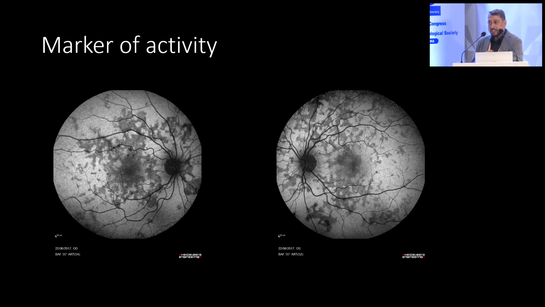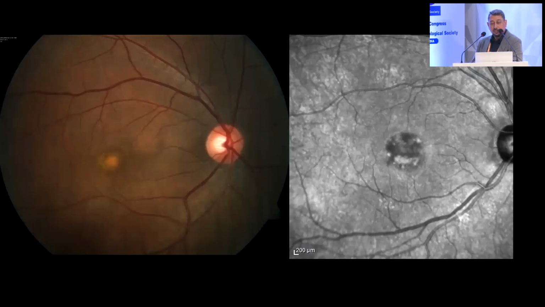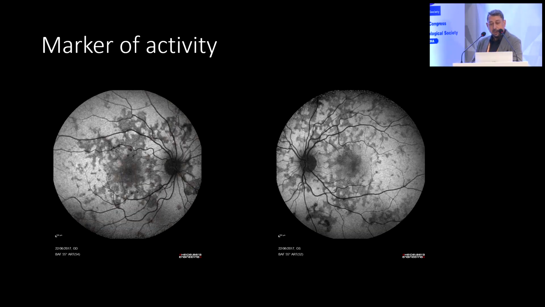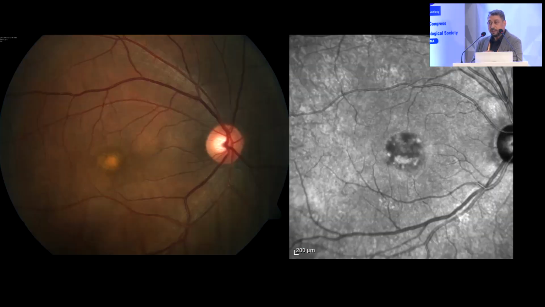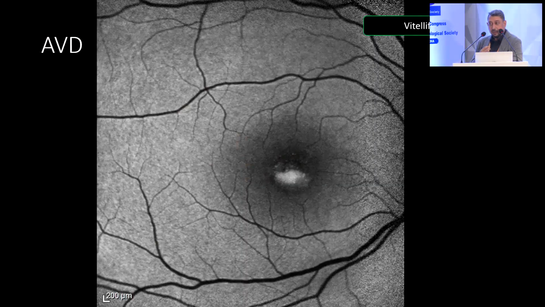A marker of activity in certain diseases called serpiginous retinopathy. You can see that this is a patient who's undergone the disease and there's no active disease, there's no hyperautofluorescence. In a condition like this where you see a yellow spot in the center, and in the center you see a hyperautofluorescence, and this is an adult vitelliform degeneration patient.